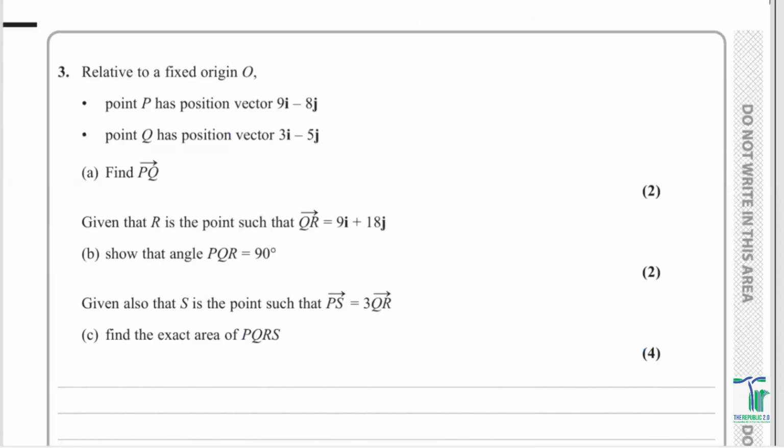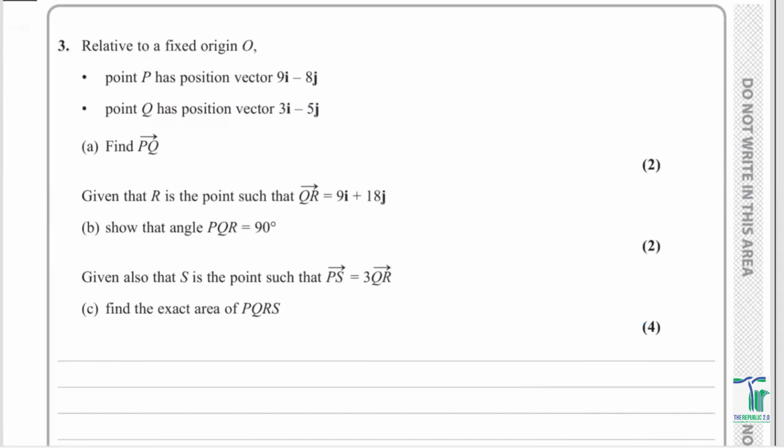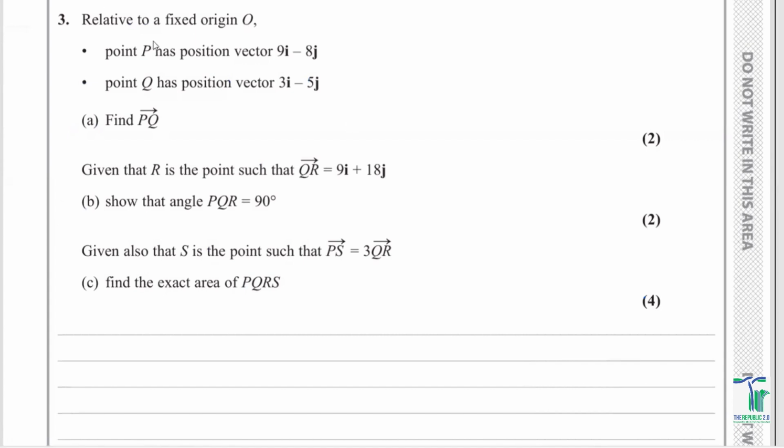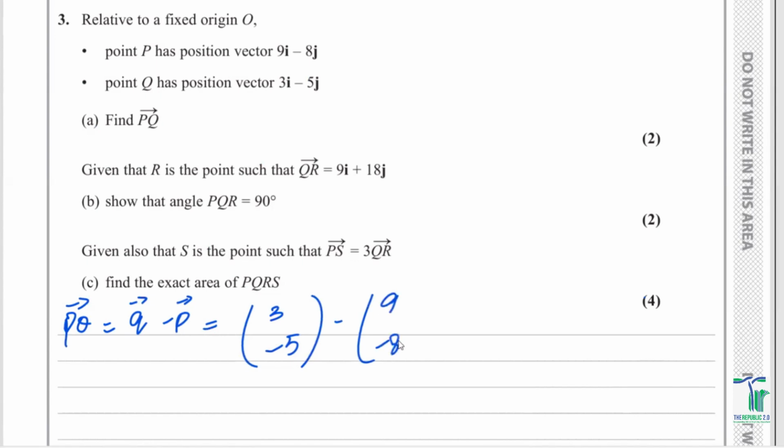Now we're going to get to question number 3. Relative to the fixed origin, point P has a position vector 9i minus 8j and Q has 3i minus 5j. We need to find out PQ. So if you're looking for PQ, PQ would just simply be Q minus P. And if it is Q minus P, what does that mean? Your Q is 3 and negative 5 minus your P is 9 and negative 8.